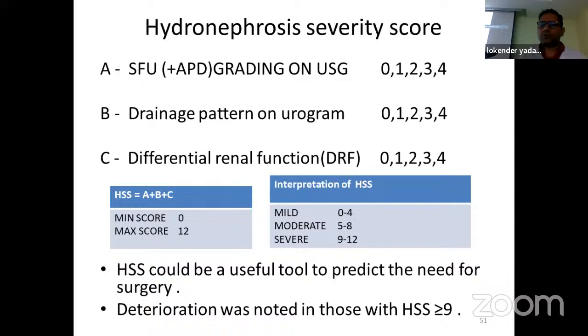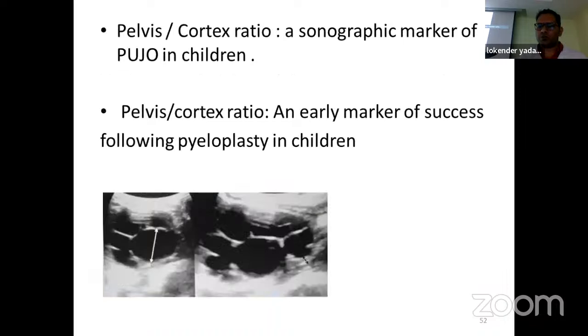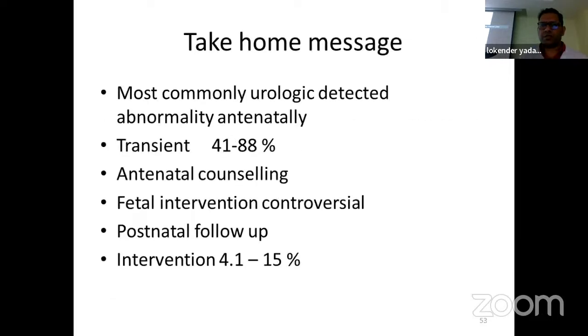Hydronephrosis severity score can be a tool to predict the need for surgery. Deterioration was noted in those with a hydronephrosis severity score more than or equal to 9. Pelvis cortex ratio is a sonographic marker for PUJO in children. The pelvis cortex ratio can be used for follow-up following pyeloplasty in children.